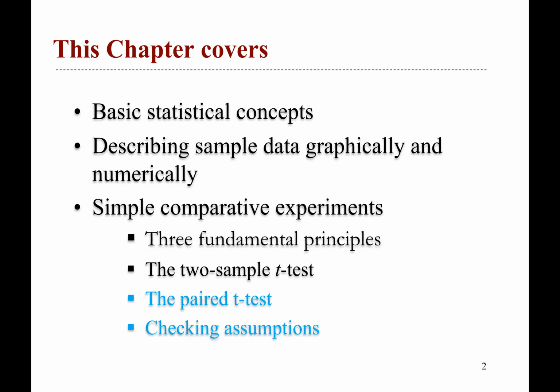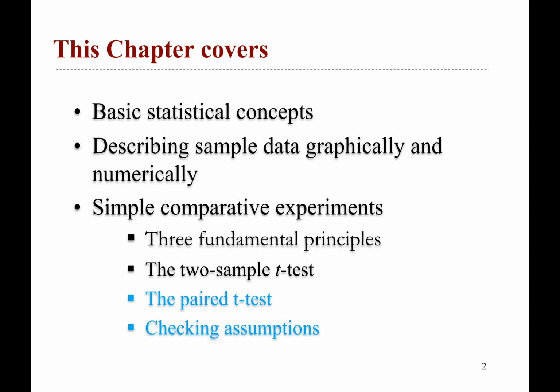Sometimes I have only one sample, but I measured it twice. So every individual or every experimental unit is measured twice. For example, I selected 10 persons, and then I measured the blood pressure of each person, and then I gave some kind of medicine, and then I measured the blood pressure again. Now I have 2 groups of data, but the 2 groups of data come from the same sample, because each participant was measured twice.